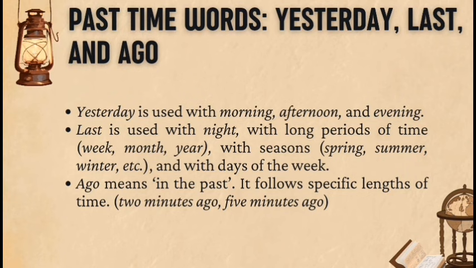Past time words: yesterday, last, and ago. What's the difference between these words? Yesterday is used with morning, afternoon, and evening. Last is used with night, with long periods of time like week, month, year, with seasons like spring, summer, winter, etc., and with days of the week.